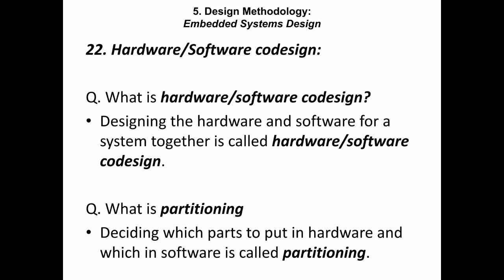In embedded system design methodology, we need to go for hardware software co-design. Since the hardware components are there and software programs should be written for those hardware components, we need to go for a co-design process, that is called hardware software co-design. What is hardware software co-design? Designing the hardware and software for a system together is called hardware software co-design. We use hardware components, and in order to make them work, we need to program them, for example, a traffic light display.